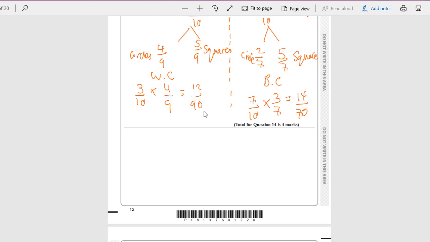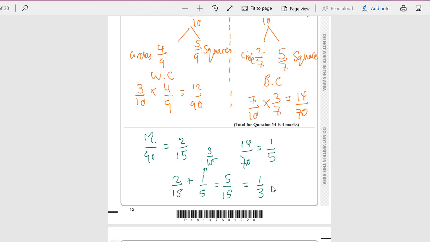So this here can be simplified to 2 over 15. And then likewise 14 over 70 can be simplified to 1 over 5. And then 2 over 15 plus 1 over 5 equals 5 over 15. So if we change that to 3 over 15, and then this can be simplified to 1/3. So our answer is 1/3.